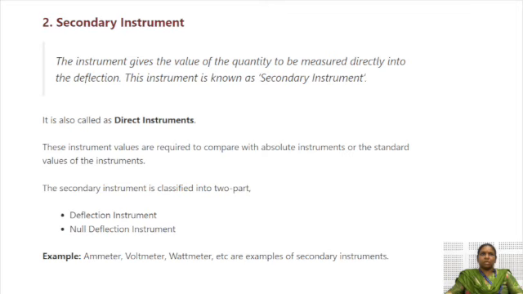Secondary instruments. These instruments give the value of the quantity to be measured directly from the deflection. Such an instrument is called a secondary instrument. It is also called a direct instrument. Examples are ammeter, voltmeter, wattmeter, etc., which come under the secondary type of instruments.